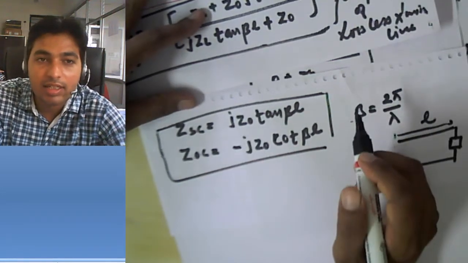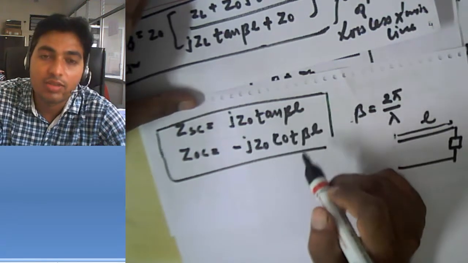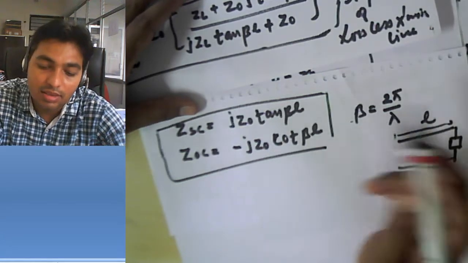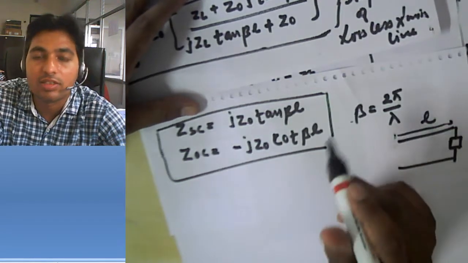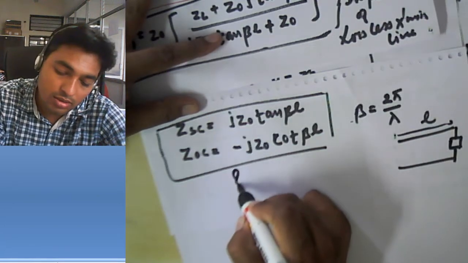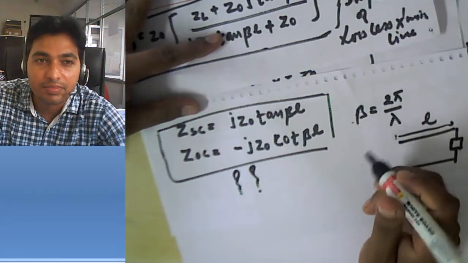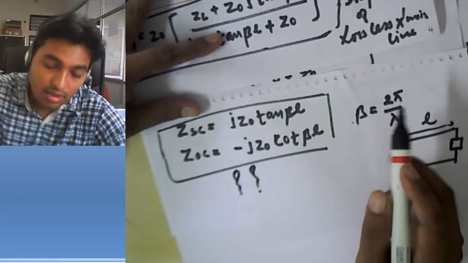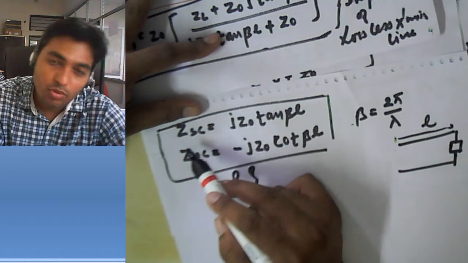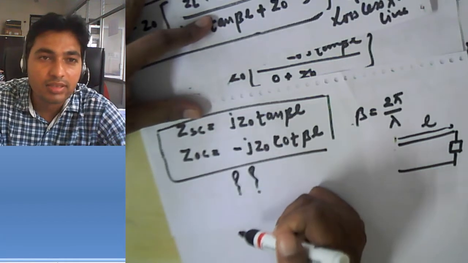For a short circuited line, the impedance is given by jZ0 tan βL, while for an open circuited line the impedance is given by minus jZ0 cot βL. Now what do you see from this? What do these equations tell us? You can see that this impedance is an imaginary impedance.